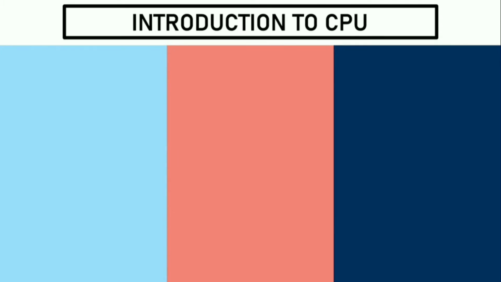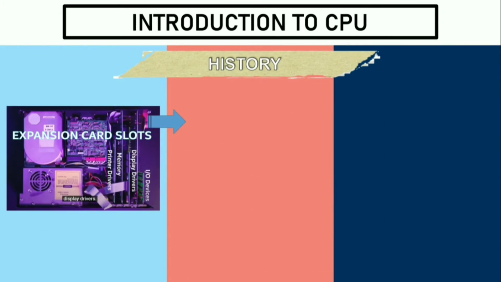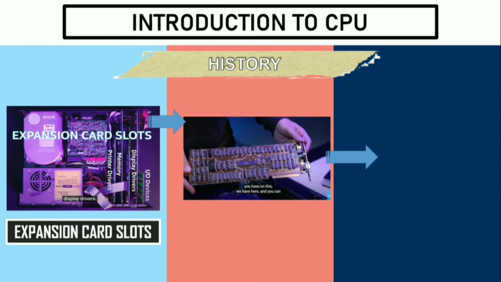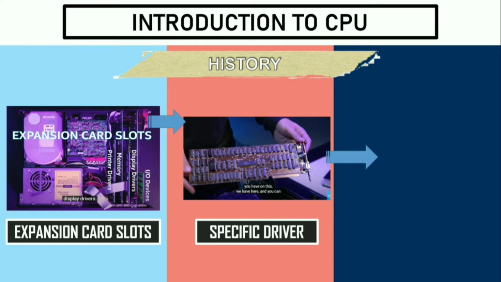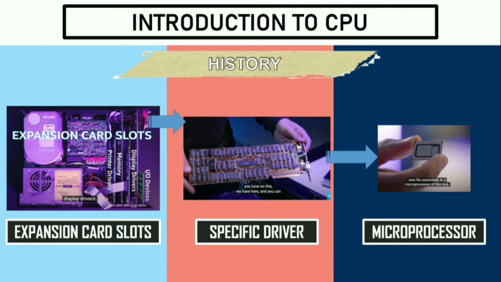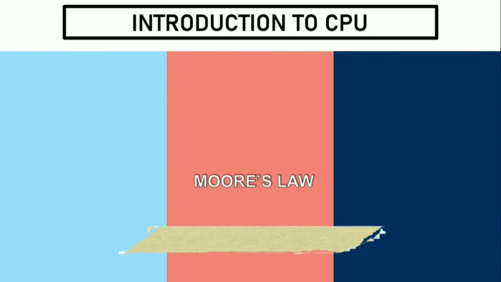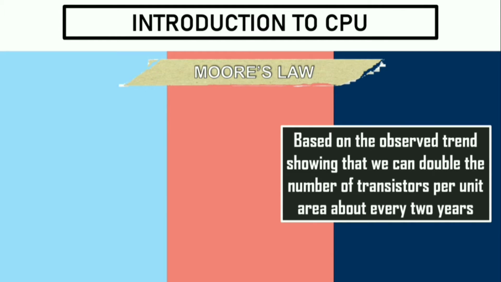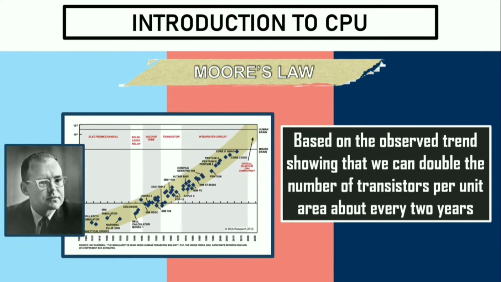Next up is the history of our CPU. Before, the CPU motherboard contained expansion card slots that had different functionalities. The slots had a minimum of 20 discrete components, which now fit in a tiny microprocessor. This advancement in silicon technology was made possible because of Moore's law. Moore's law is based on the observed trend showing that we can double the number of transistors per unit area about every 2 years, and this was idealized by Gordon Moore.